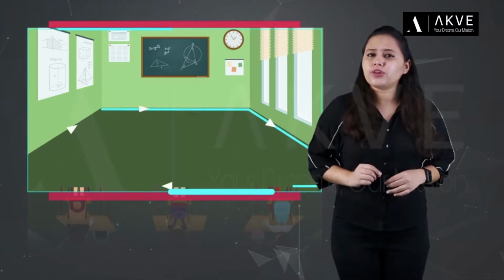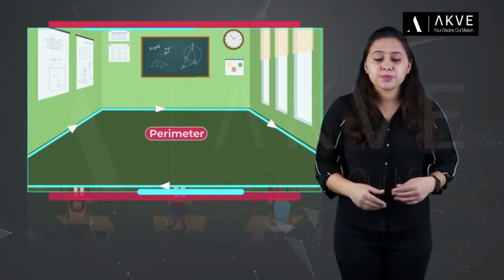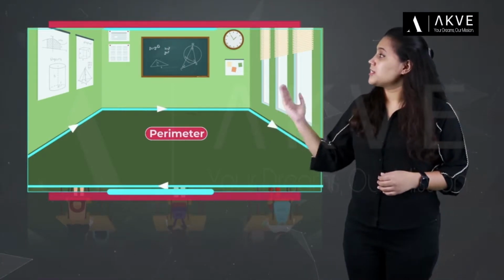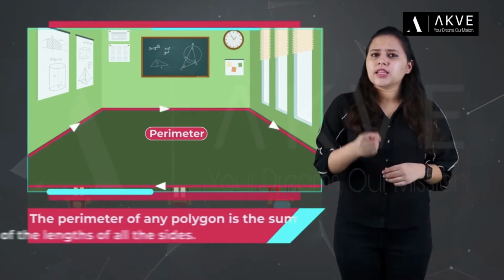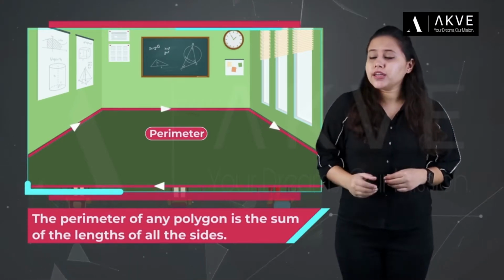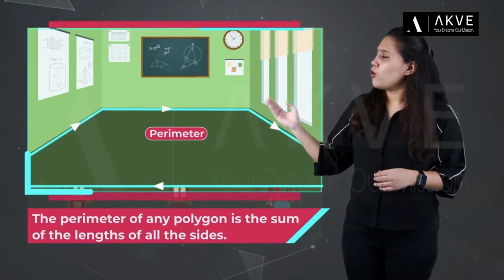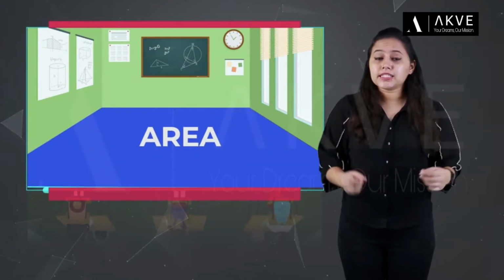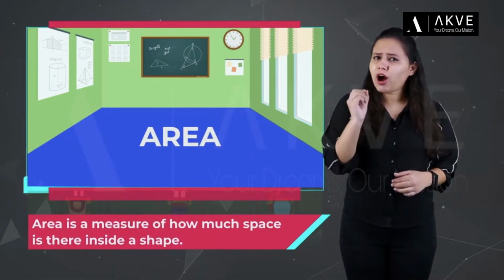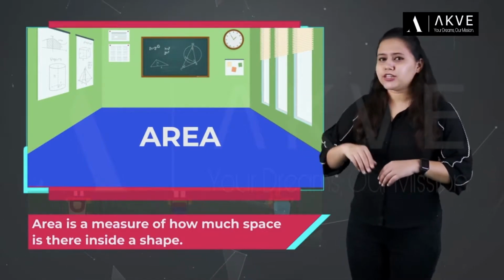The distance you travelled is its perimeter. So, the perimeter is the length of the outline of a shape. Or in other words, the perimeter of any polygon is the sum of the lengths of all the sides. Further, the size of the floor is its area. That is, area is a measure of how much space is there inside a shape.